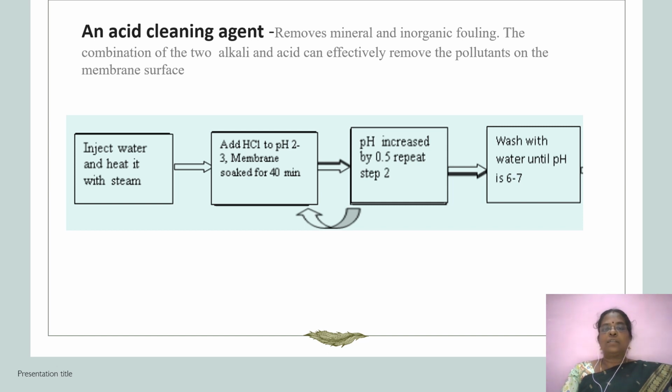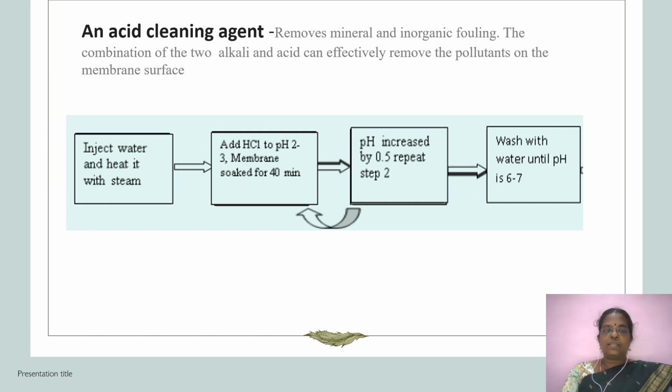Okay, so it removes mineral and inorganic substances. So it dissolves all the minerals as well as the inorganic substances in it, especially the inorganic part. Okay, scaling can be removed by this. The combination of alkali and acid cleaning may effectively remove all the pollutants from the surfaces. So let us see the process of acid cleaning.